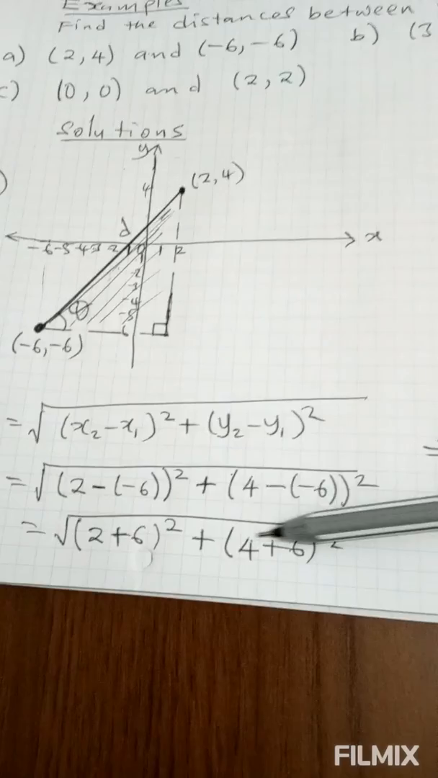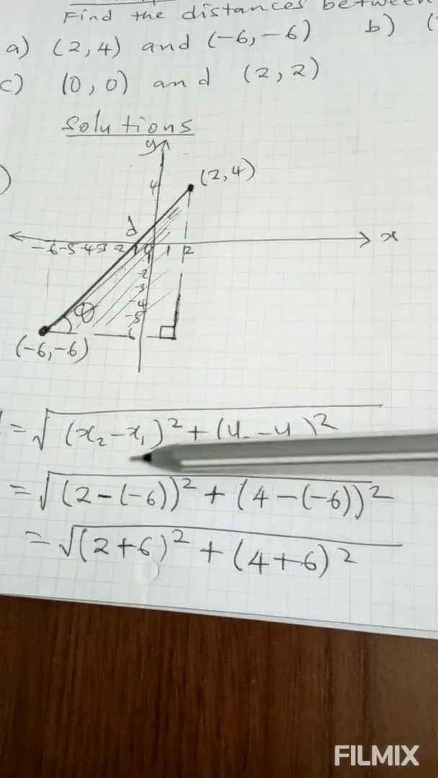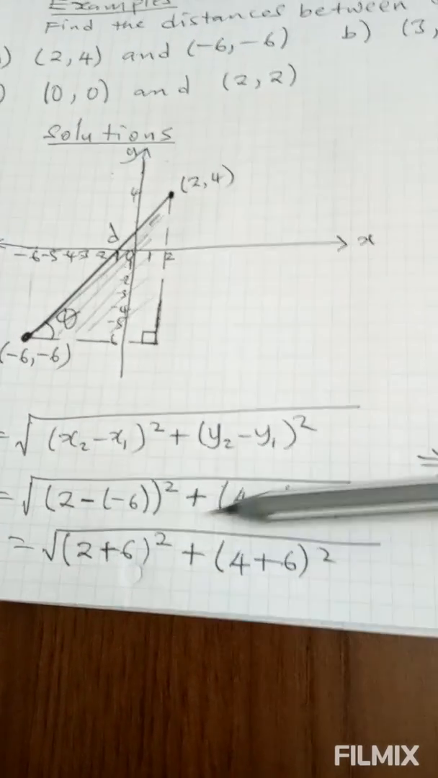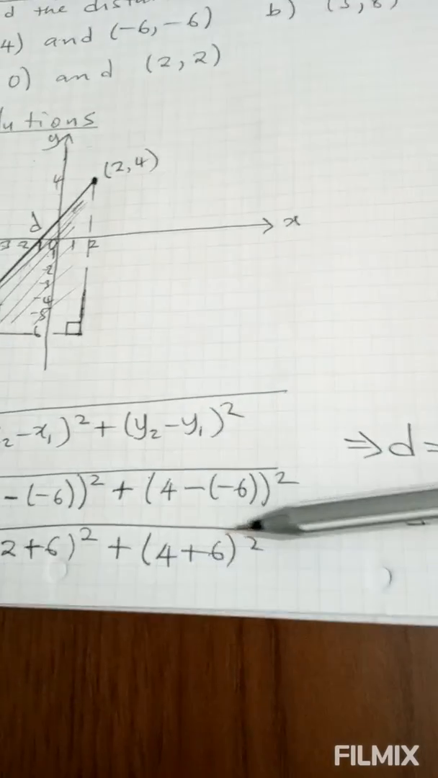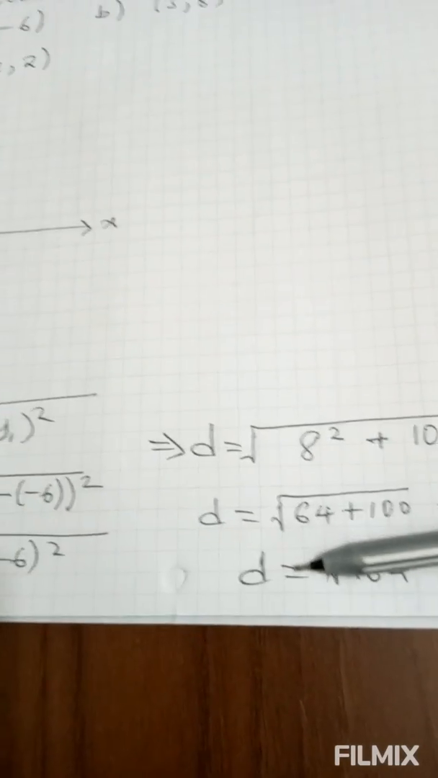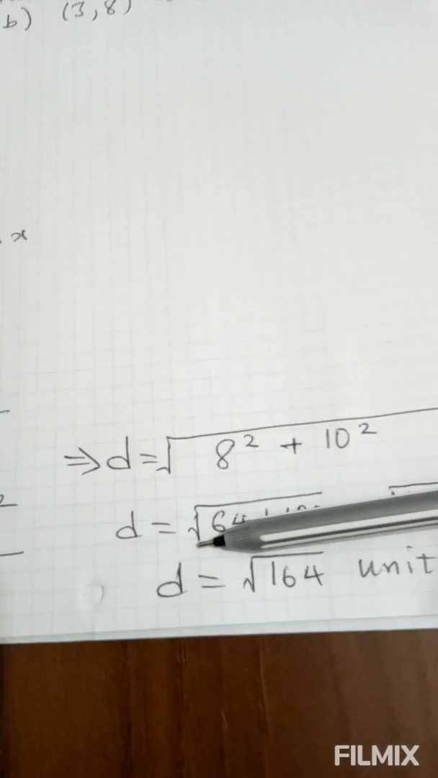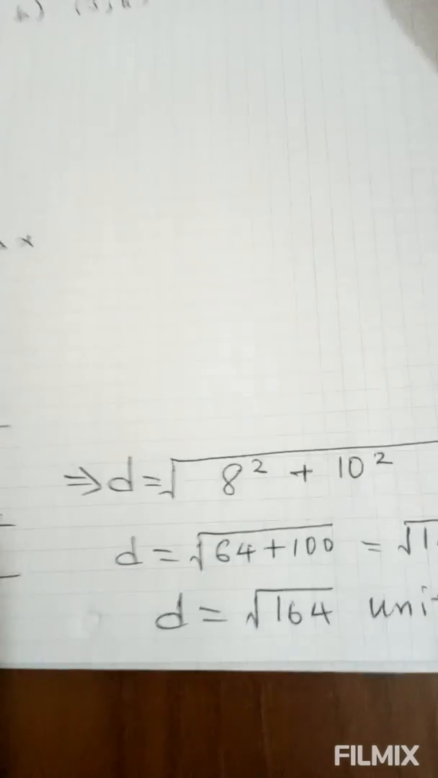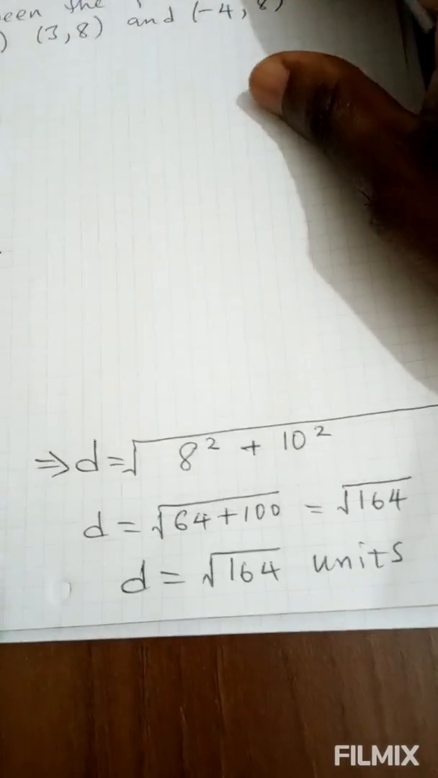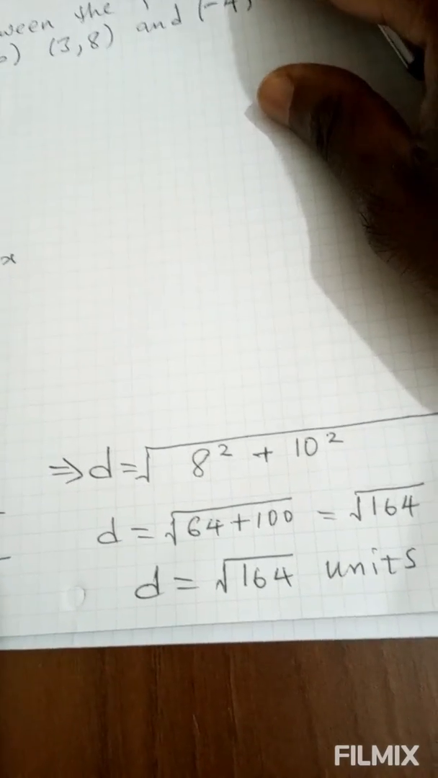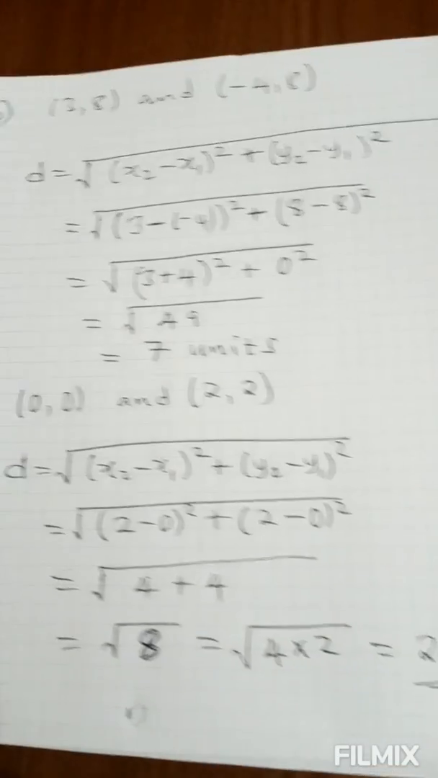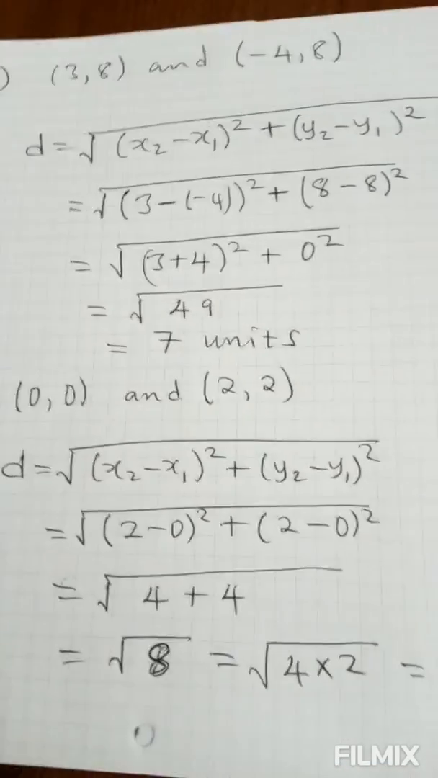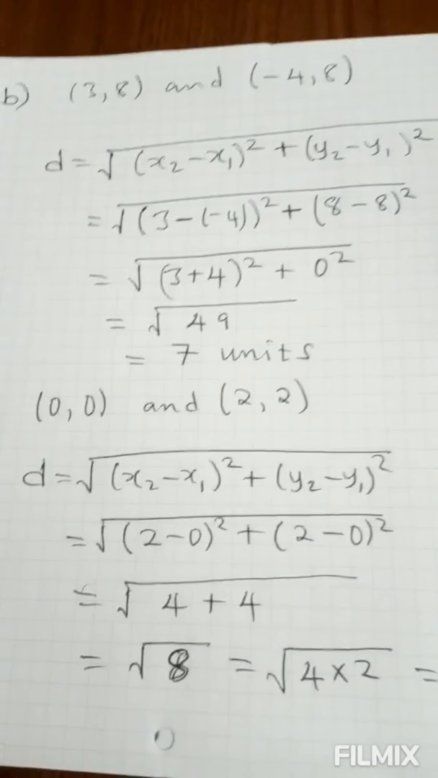When we perform this operation, of course we know negative gives us positive. When we perform this operation, we get the square root of 164 units. We can simplify further, but that will need something like a calculator, or we can simplify it by hand, but we'll spend some time.